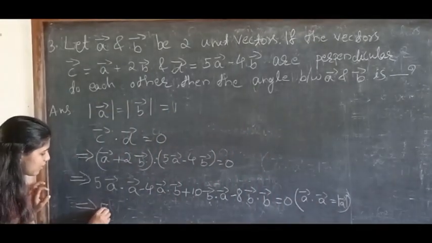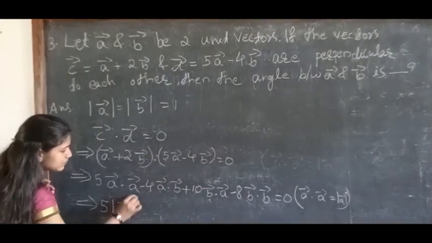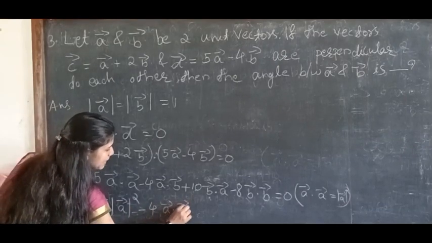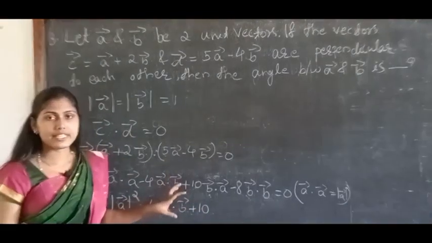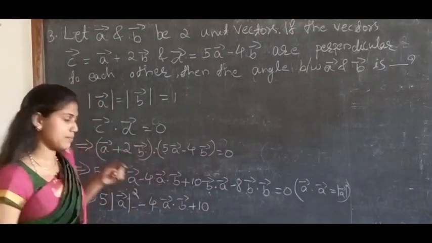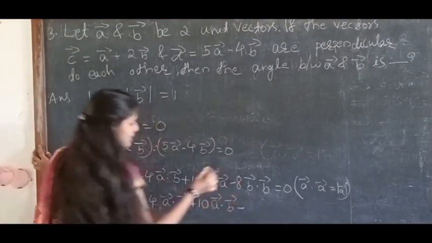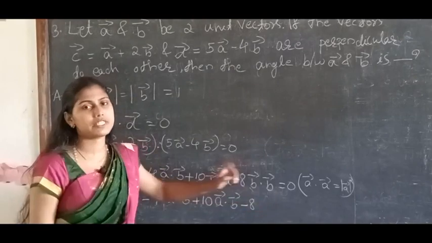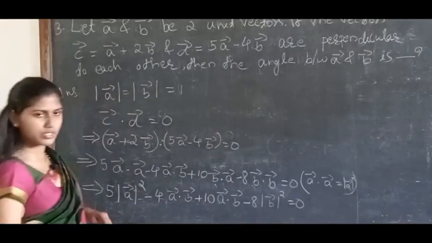Then 5 times vector A dot vector A is mod vector A square, minus 4 vector A dot vector B plus 10. We know that dot product is commutative. Then vector B dot vector A can be written as vector A dot vector B. That is vector A dot vector B, minus 8 times also vector B dot vector B is equal to mod vector B square, which is equal to 0.